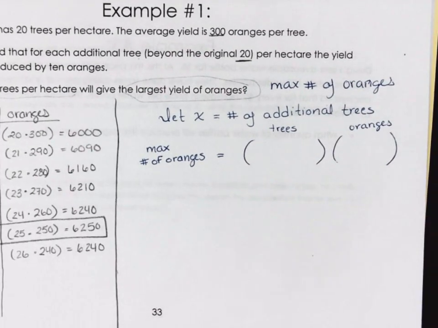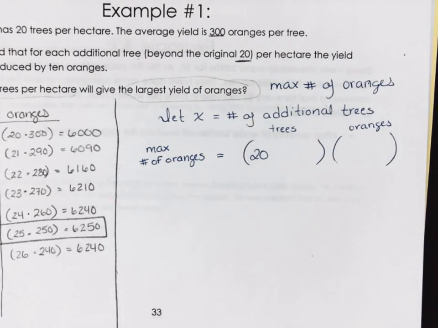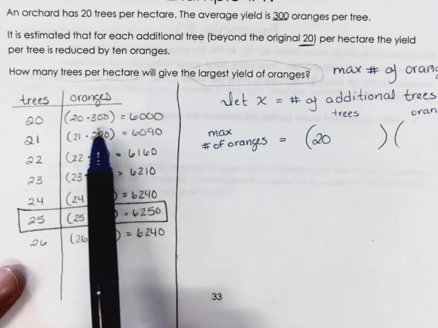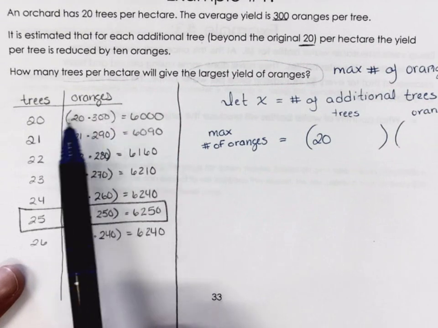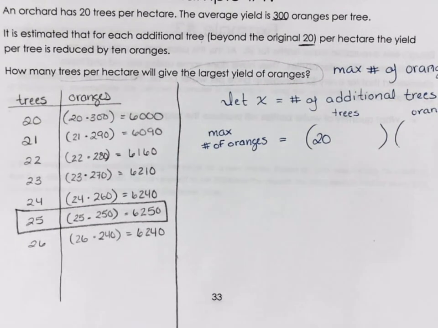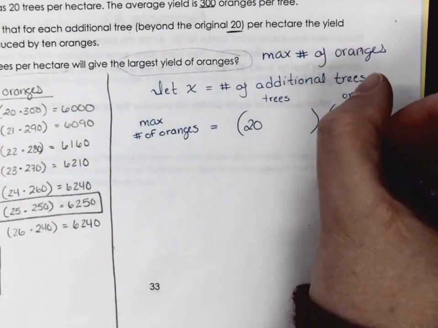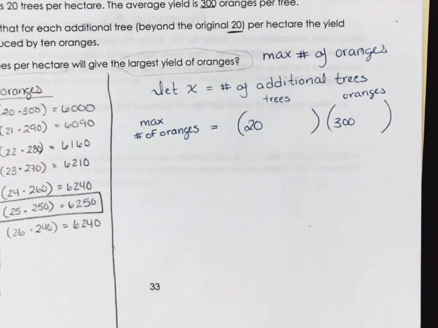All right, and you always start with the number given. How many trees do we start with? 20. How many oranges do we start with? 6,000. Okay, maybe per tree, because what did we do here? We had to multiply the number of trees by the number of oranges per tree, right? So we're kind of modeling that situation again. So the number of oranges that we start with is 300 per tree.